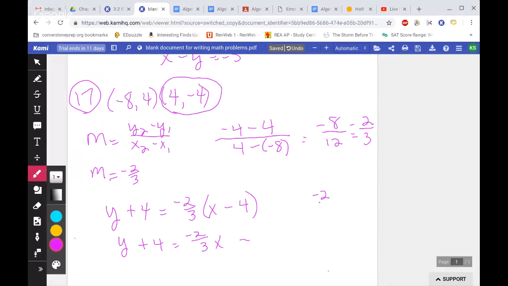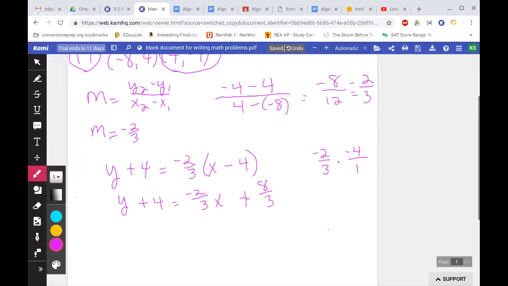I'm going to show you my side work. Negative 2/3 times negative 4 over 1. So that's going to be plus 8 over 3. Y'all are loving the fractions, I know. Did I do that right?